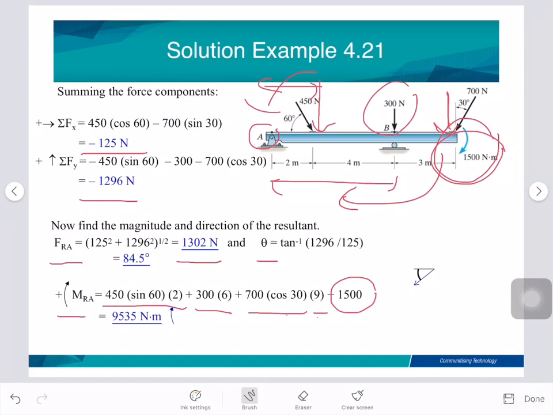We assume the summation of moment clockwise is positive, so you can have the summation of moment anti-clockwise. You can solve this one by yourself.